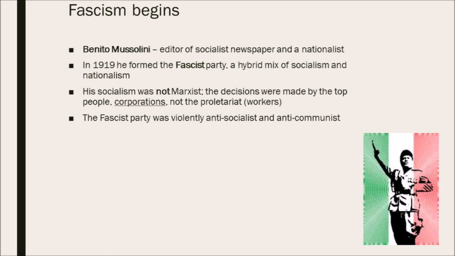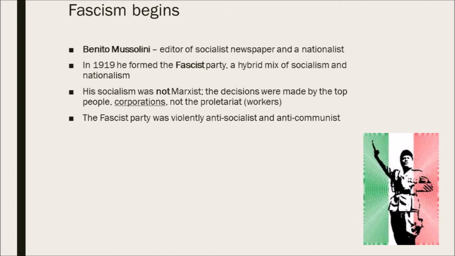Now, in 1919, he brings together his version of socialism and his extreme nationalism. Remember, rabid patriotism: my country, right or wrong, no matter what my leader does, I've got to stand behind my country and back them 100%. That's dangerous. It's one of the causes of World War I.